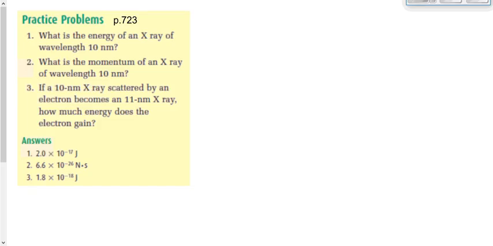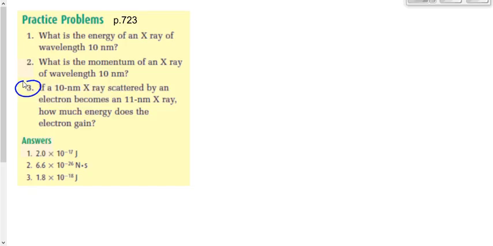Okay, let's take a look at number 3. It says if a 10 nanometer X-ray scattered by an electron becomes an 11 nanometer X-ray. Wait a sec, the wavelength went up. Didn't we say that the second photon would be less energetic than the first photon? Yeah, we did. If energy goes down, then wavelength goes up because E is equal to hc over lambda. How much energy does the electron gain?